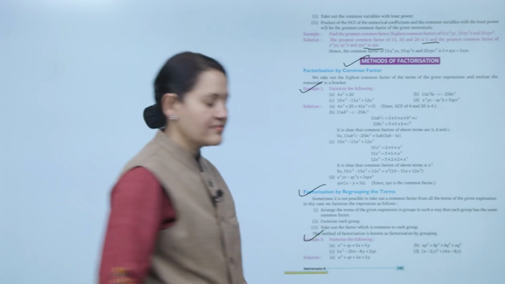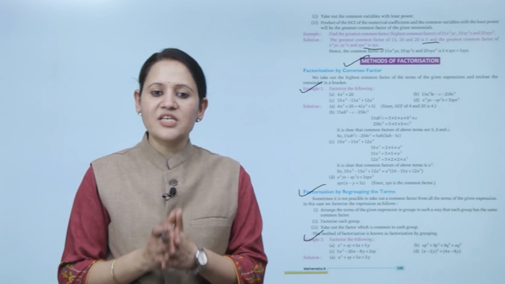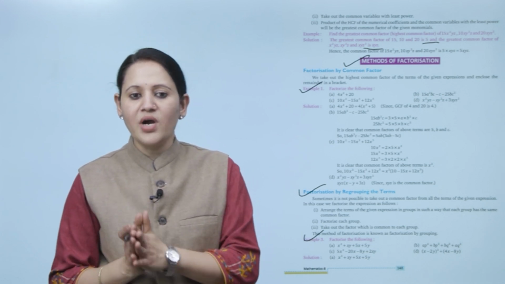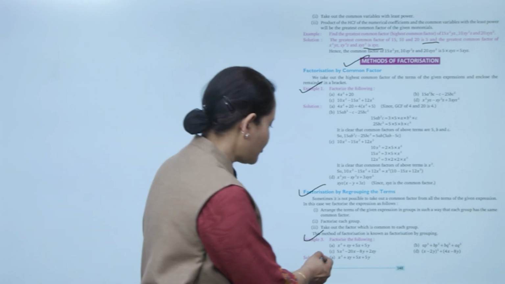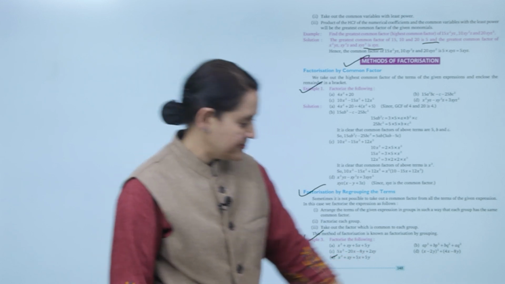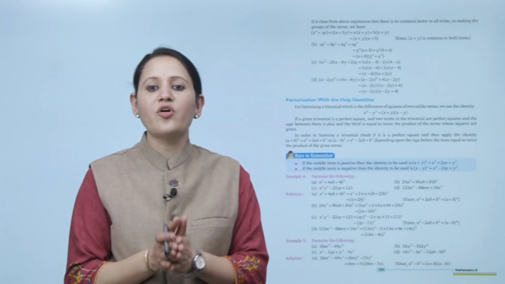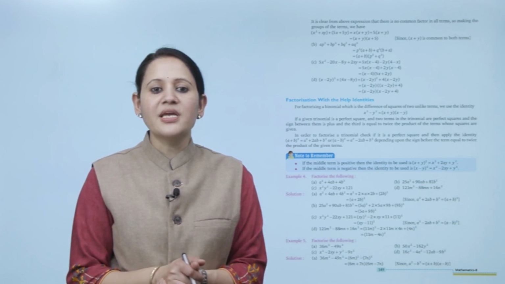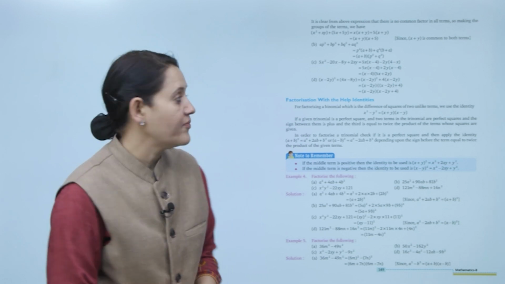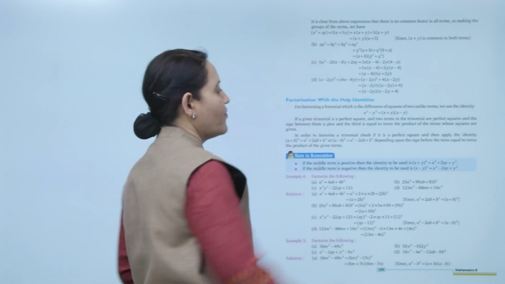Now we'll take an example. Factorize the following. First one is x square plus xy plus 5x plus 5y. So we have to factorize x square plus xy plus 5x plus 5y. It is clear from the above expression that there is no common factor in all the terms. So making groups of the terms, we have x square plus xy and 5x plus 5y.